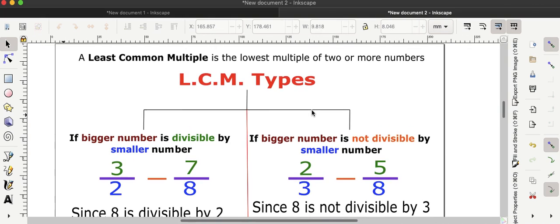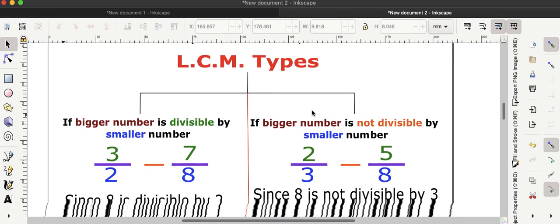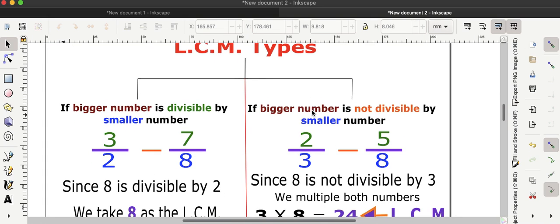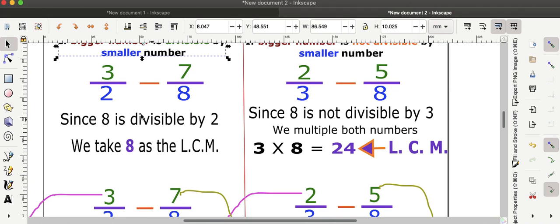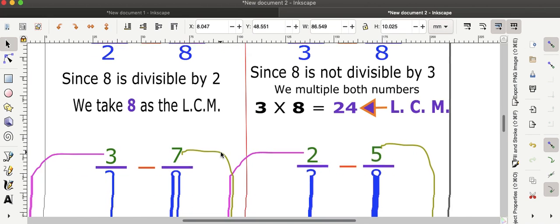So now let's see what are the different LCM types. As we discussed earlier, one is a multiple and one is not a multiple. These are the two situations. For both we have to find out the LCM. How do we do that? If the bigger number is divisible by the smaller number, which is a multiple, we take the bigger number as the LCM. Since 8 is divisible by 2, we take 8 as the LCM.